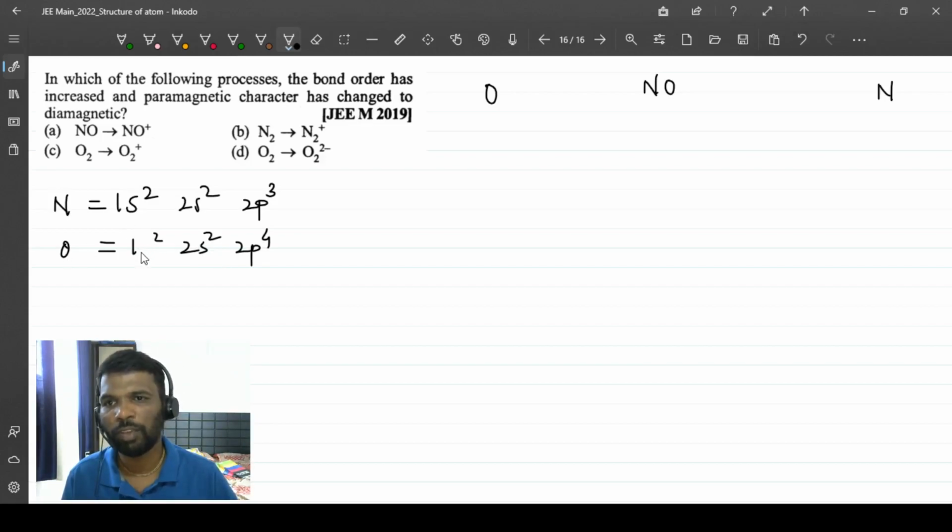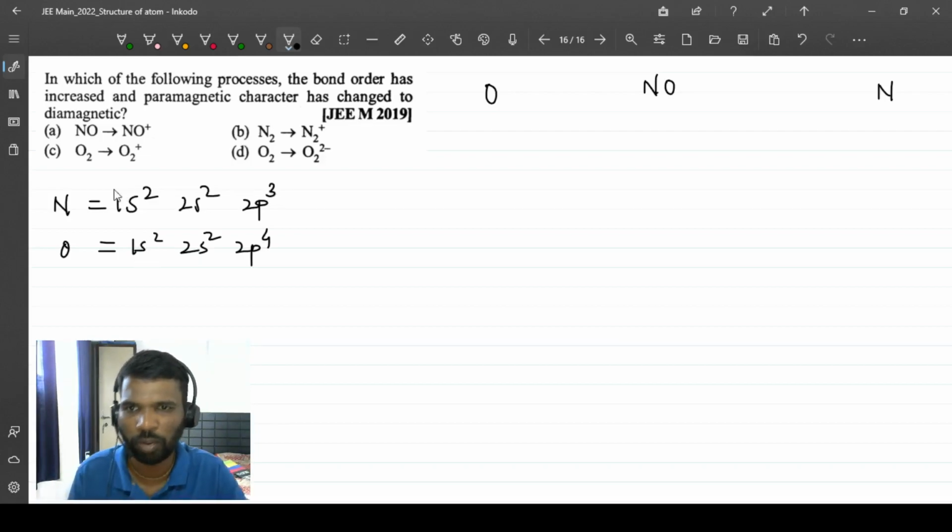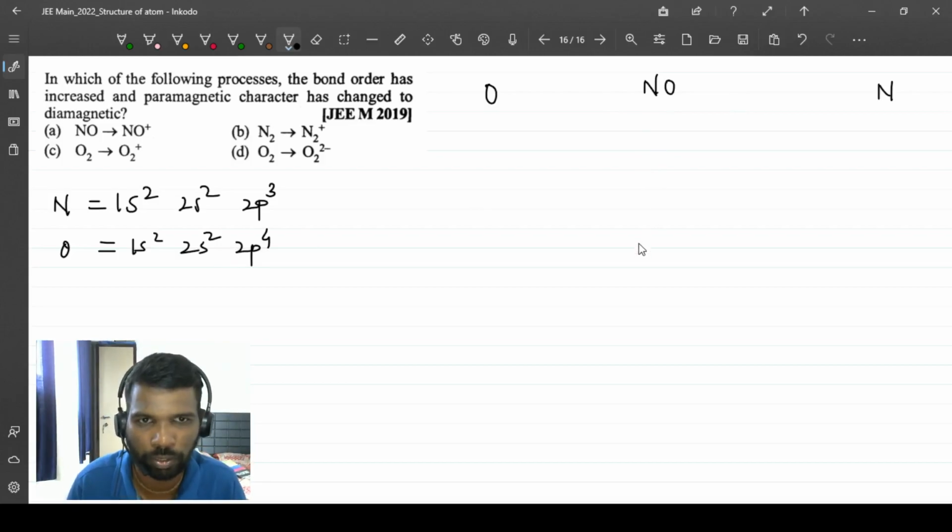We have to take care of the total number of electrons. I'll tell you why after some time. The total number of electrons is 7 and 8, which comes to 14 electrons. This whole molecule comes to a 14 electron system.